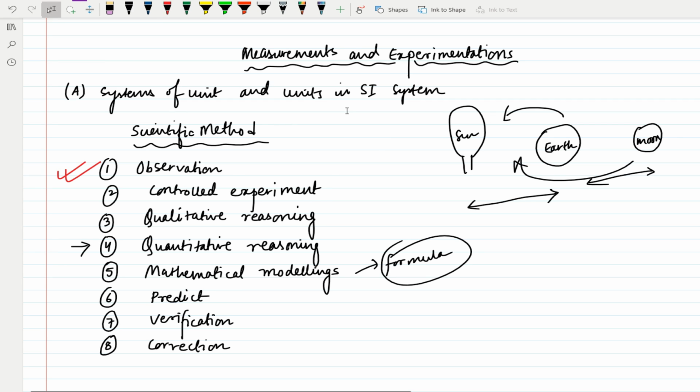Now why are we studying this? If you see this quantitative reasoning part, this deals with number based reasoning. Now for number based reasoning, you have to know which physical quantity will be represented by which unit. Suppose length is a physical quantity, it will be represented by whether meter, kg, second, or what. You need to know that, and that is our topic of discussion, measurement and experimentation.